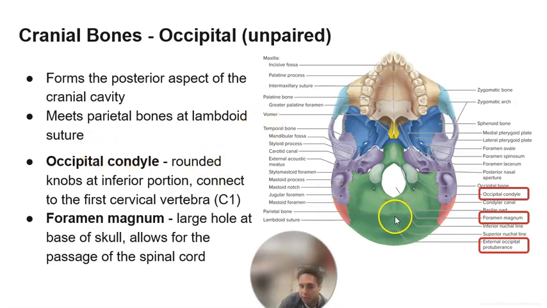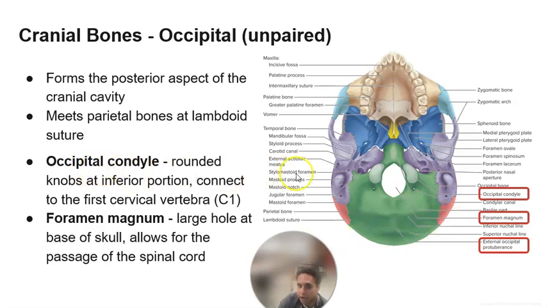And for those, we have condyles. Let's address the big one first, this big hole over here. This is the biggest foramen we have in the body. That's why we call it the foramen magnum. It's the large hole at the base of the skull, and this is what the spinal cord goes through. This is why it's so big. The large hole at the base of the skull allows for the passage of the spinal cord.